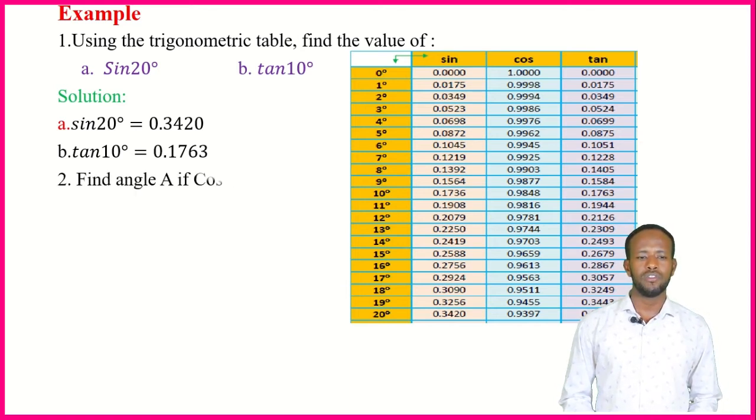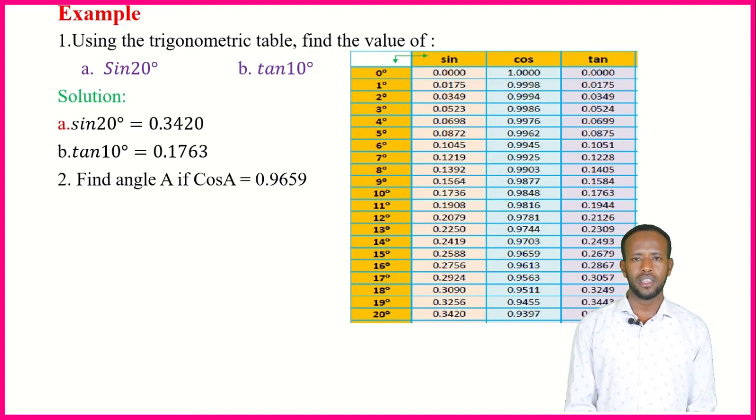Now let us see to find angle A if cos A is equal to 0.9659. My dear students, we are asked now to find the angle which cos becomes 0.9659. Still, we can find easily from the table.